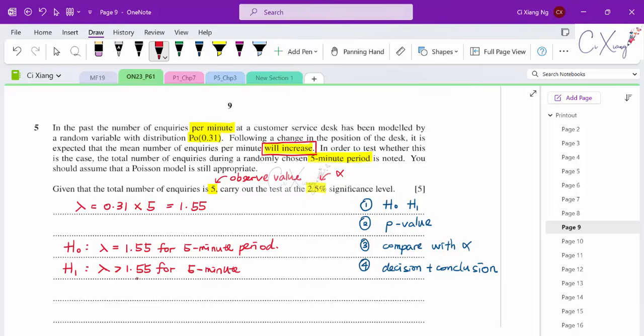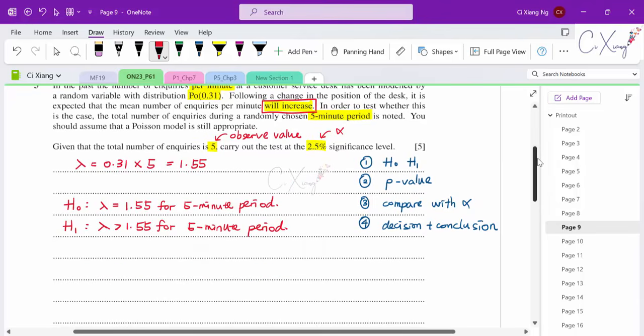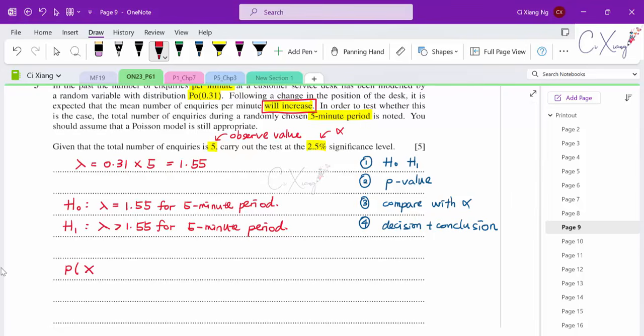So we have completed our first step here. Okay, so first step done. Write out the null and also alternative hypothesis. Then we proceed to the second step. We need to calculate the p-value. Okay, so to calculate the p-value, right, we always need to use the observed value given in the question, which is a 5.